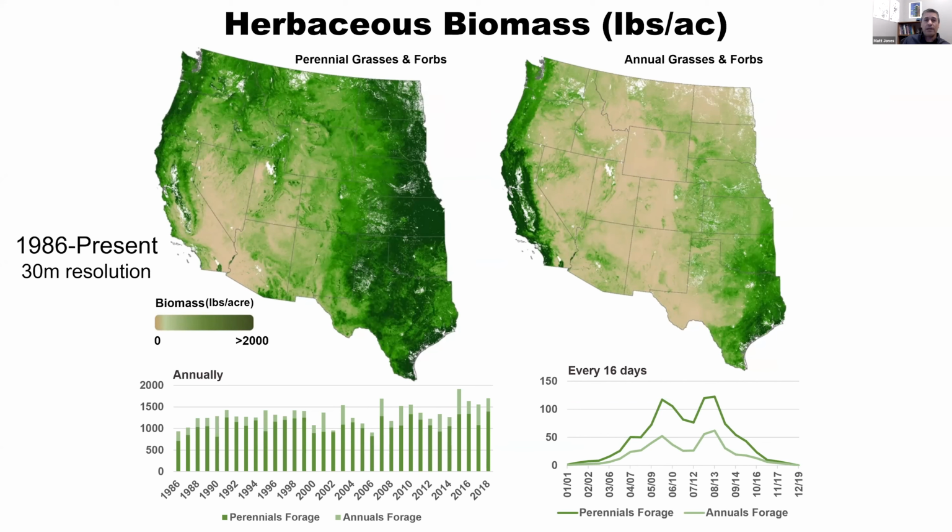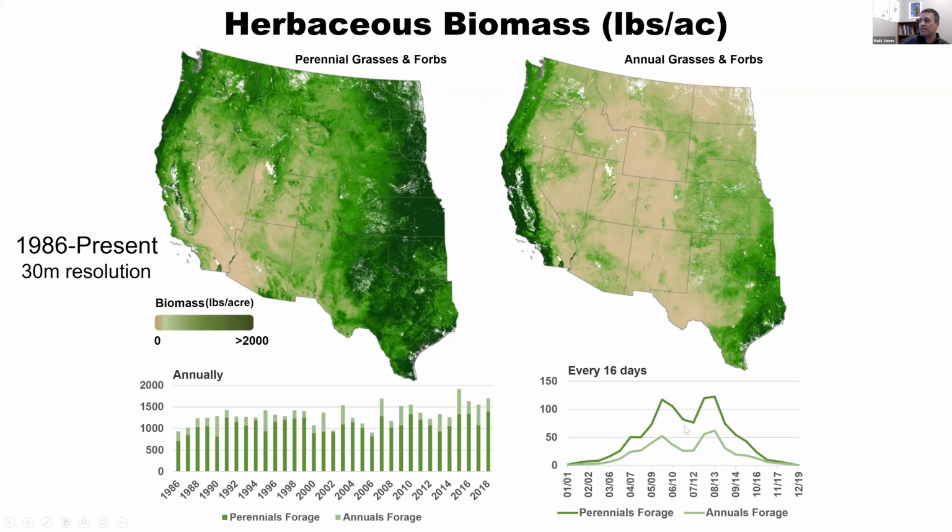This is also at that 30-meter resolution, so just like the infield of a baseball diamond, and it's every year from 1986 to the present. So what you have here, an example down below, is, say, one location, pick your spot in the west, and you can see through time the total pounds per acre of herbaceous biomass in that location, both by perennials and annuals, for every year from 1986 up until the present.